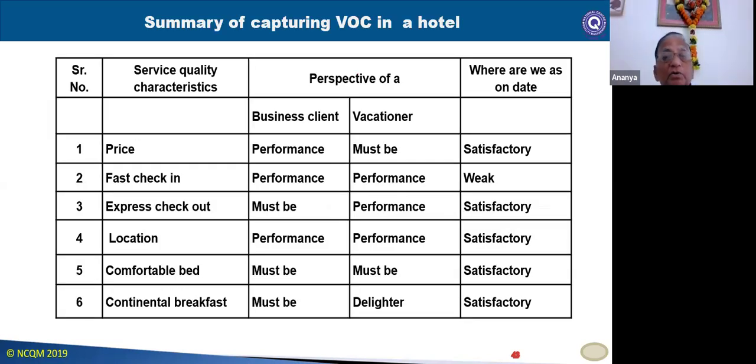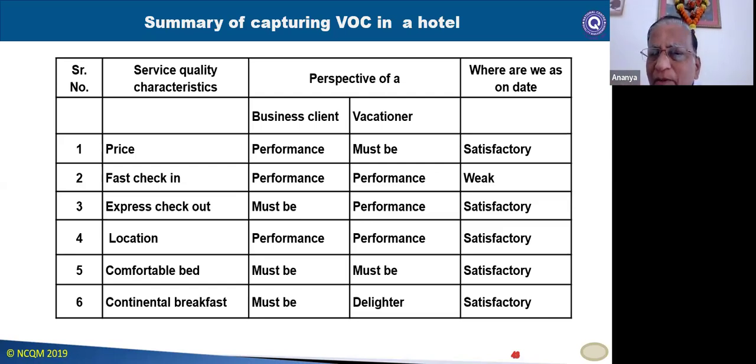Good. Okay. So these are basically service quality characteristics. Suppose people like us travel for work, checking into a hotel. We are talking about a business traveler and a vacationer. Business means maybe you are going on business, so your expectations are different. But when I go on vacation to Goa, my expectation is entirely different.